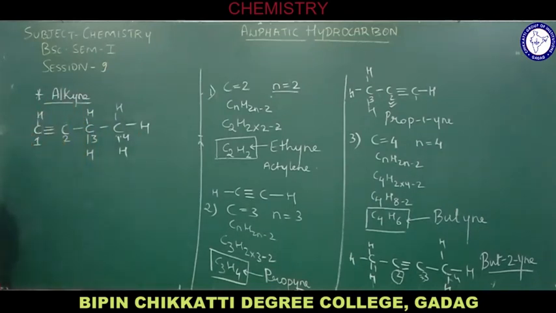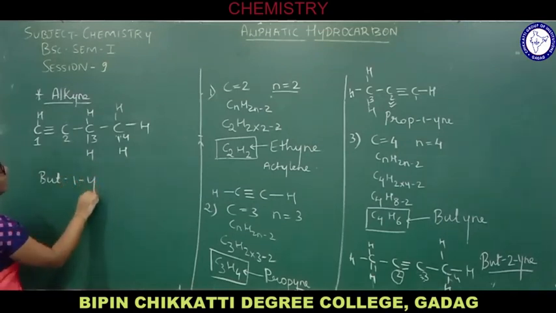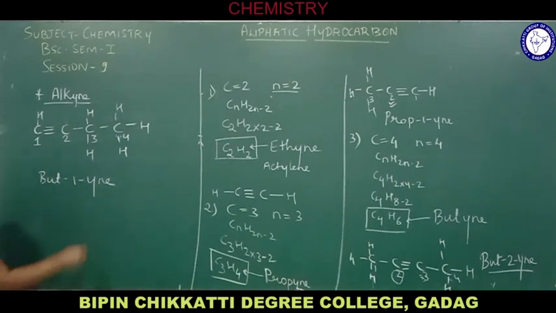Okay, done. So the name for this will be but. Yes, the triple bond is present between carbon number 1 and carbon number 2. So which preference should I give? Yes, exactly, 1-yne. Correct? So this is how butyne is given with this structure.